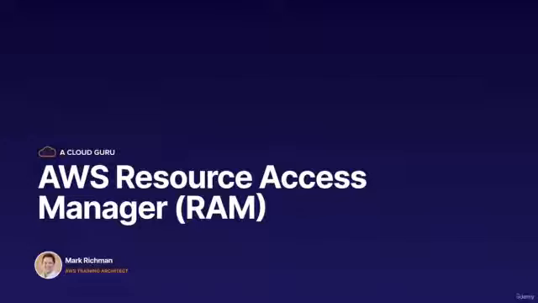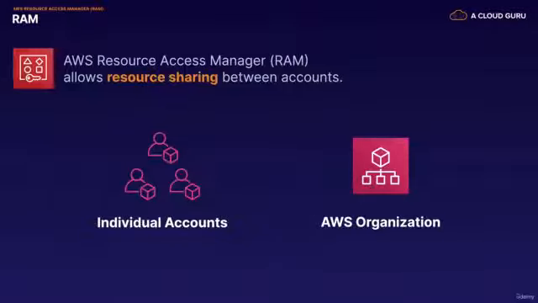Now, using a multi-account strategy is great, but it could present a challenge when you need to create and share resources across accounts. That's where Resource Access Manager comes in. If you have multiple individual AWS accounts or an AWS organization, you can create resources centrally and use AWS RAM to share those resources with other accounts. This means that you can reduce operational overhead because you won't be duplicating resources in each of your accounts, which can be a real pain to manage.